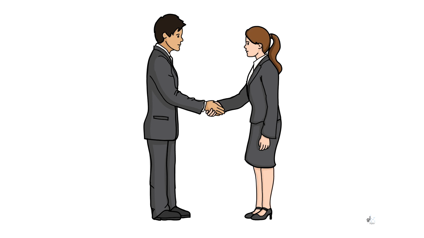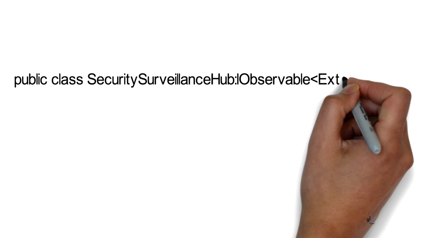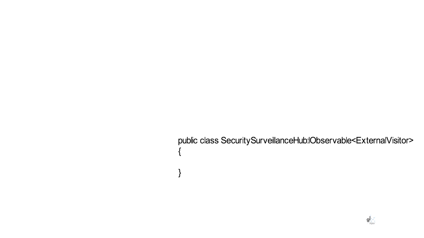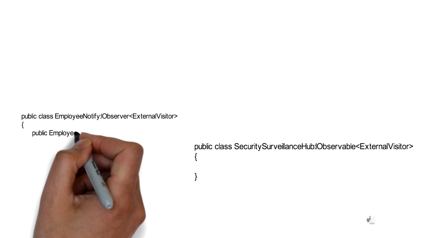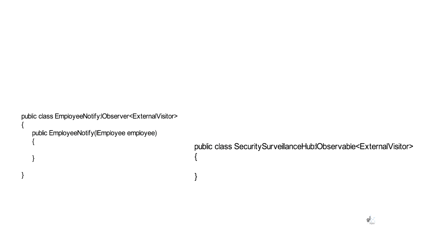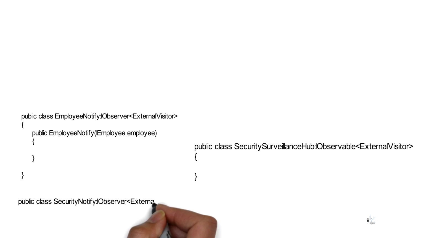Okay, let's look at an overview of the main classes that will be created for this example. So here is a class that represents the observable. This class will represent a central place where surveillance data is processed. We'll create two classes that represent two types of observer. The first class represents an employee, i.e. a person that works inside the relevant building, who wants to be notified when a particular external visitor enters the building. This class is named Employee Notify. The second class represents the security team, who must be notified when any external visitor enters or exits the relevant building. This class is named Security Notify.